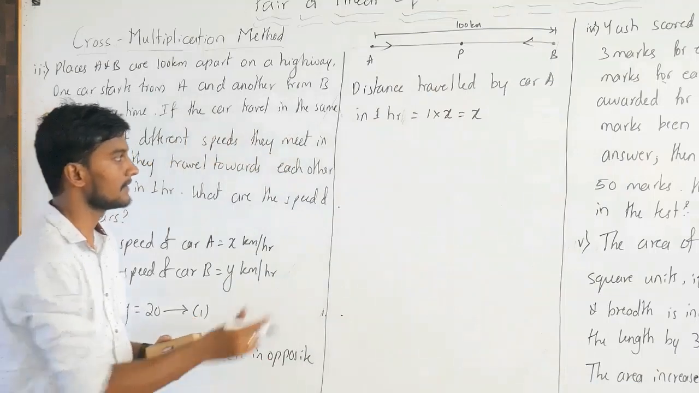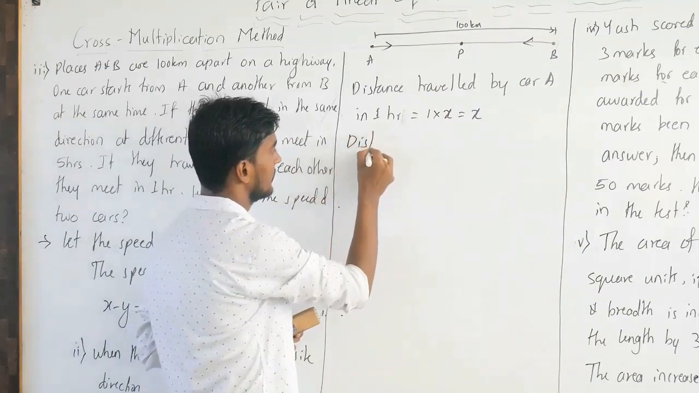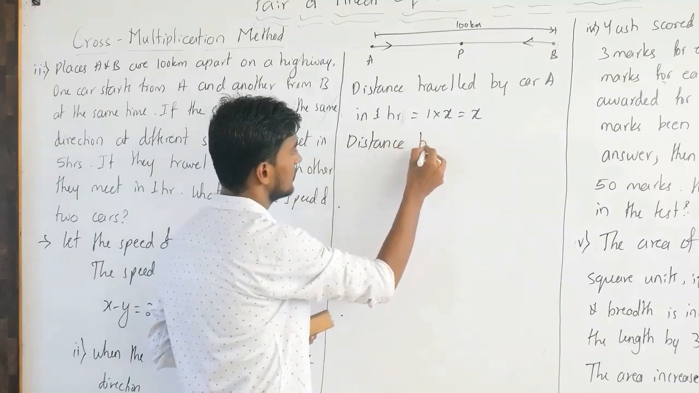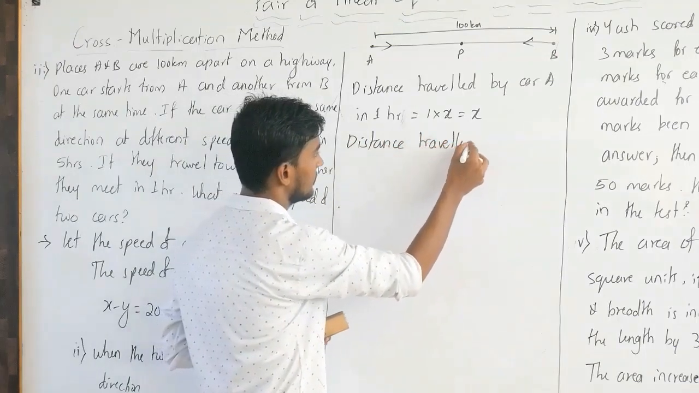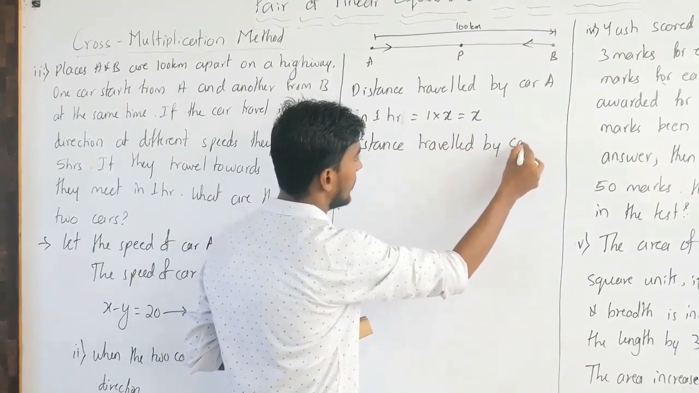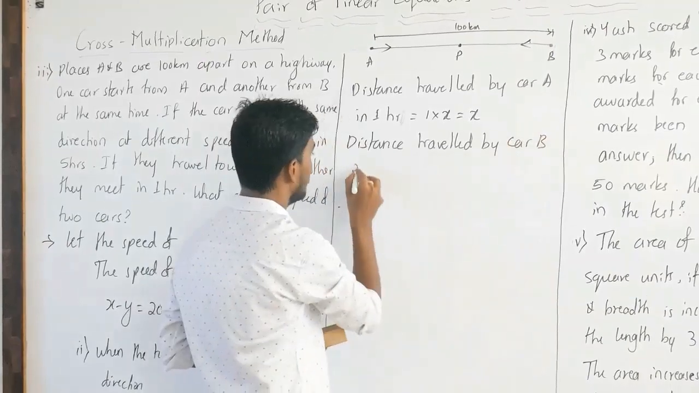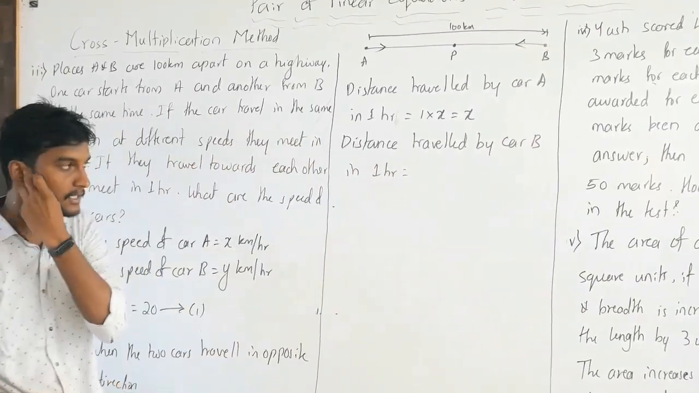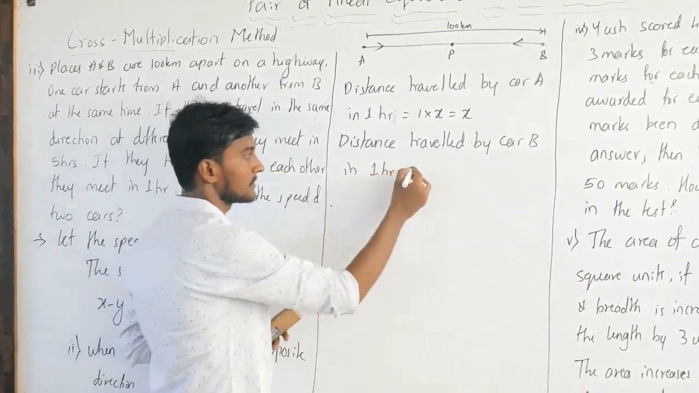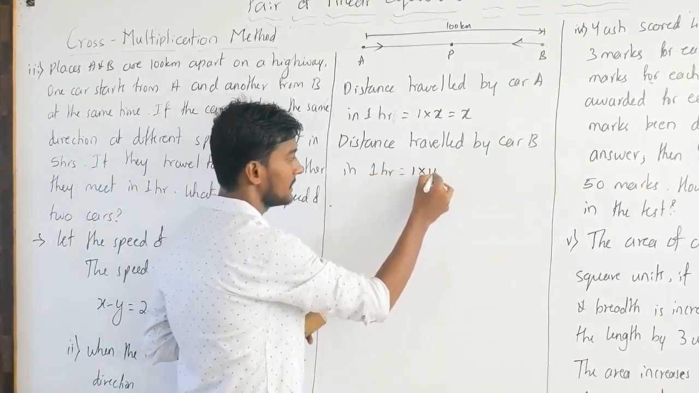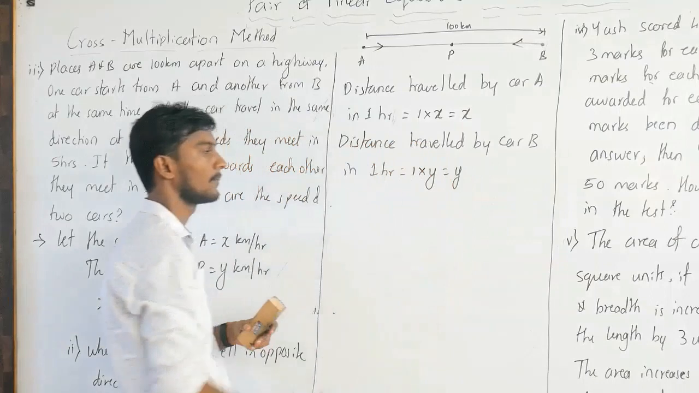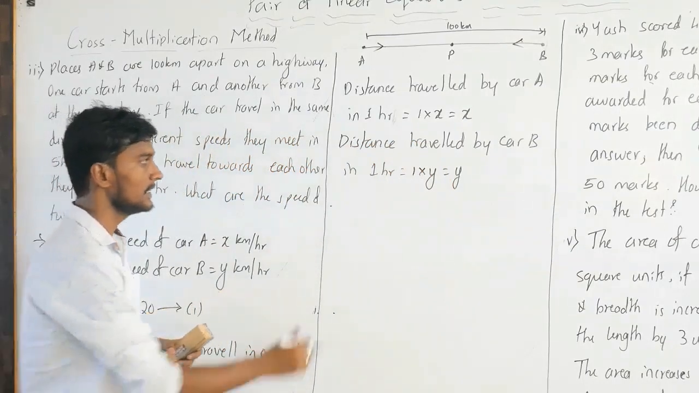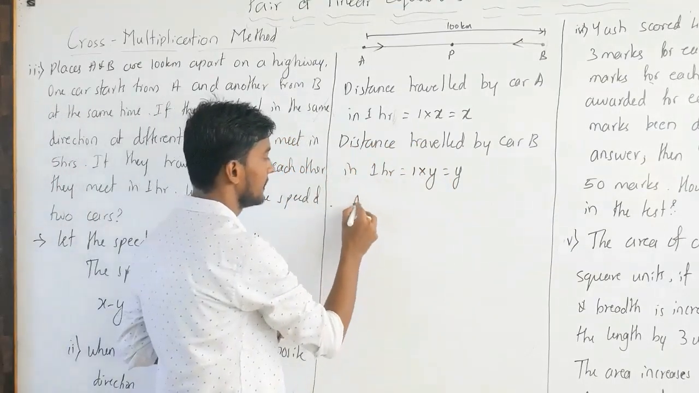And the distance traveled by car B in 1 hour. Again, the distance is equal to speed into time. So the time is 1, the speed is y. So that is y. So here, how do you write AB?